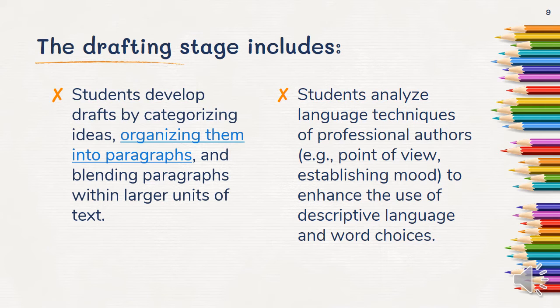The other thing is students analyze language techniques of professional authors. Like what? For example, there must be a point of view. If I'm telling a story, there must be a point of view. What is the point of view? I am telling the story. If I am the writer, I am telling the story from my point of view. I use I. Or if I am using a third person narrator, I use he or she. Okay, and then establishing mood, and enhancing the use of descriptive language and word choices.